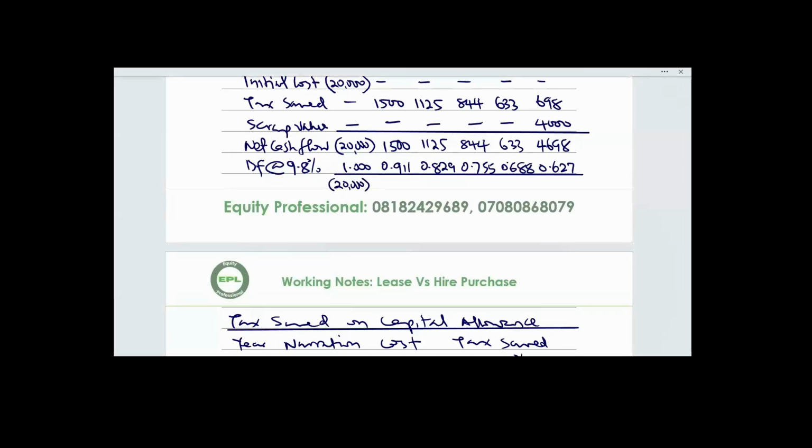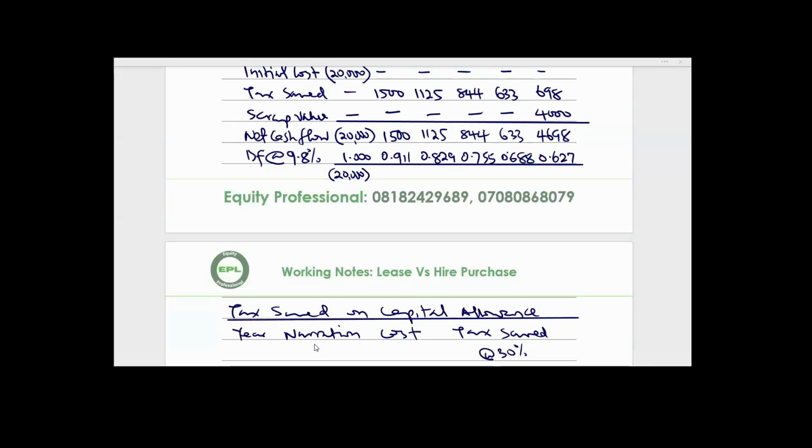Okay. Be giving me the numbers now. Let me do for final year. 4698 multiplied by 0.627. That's 2947. Give me for year 1 to 4. For year 1, 1367. Year 2, 937. Year 3, 637. Year 4, 436.